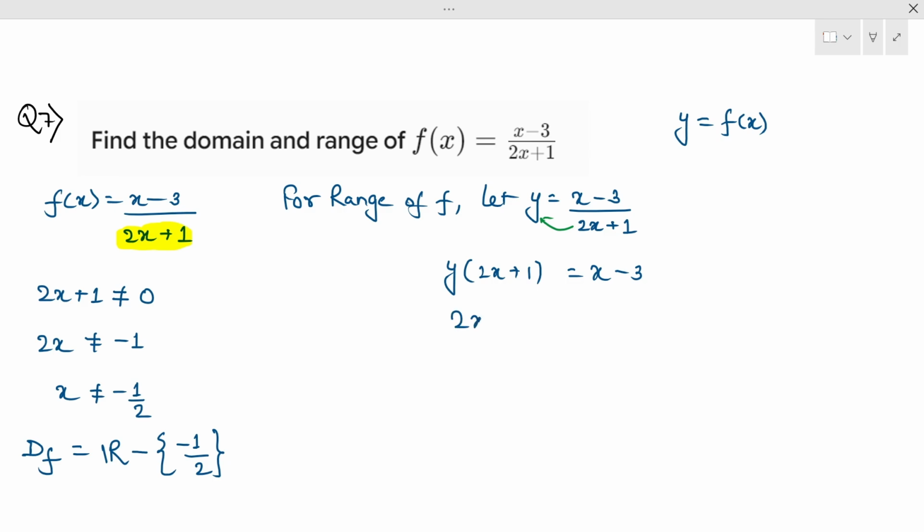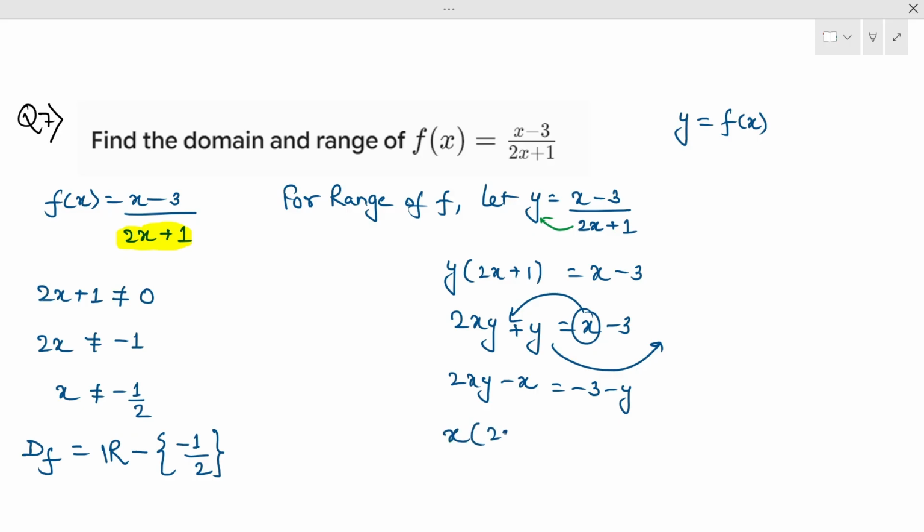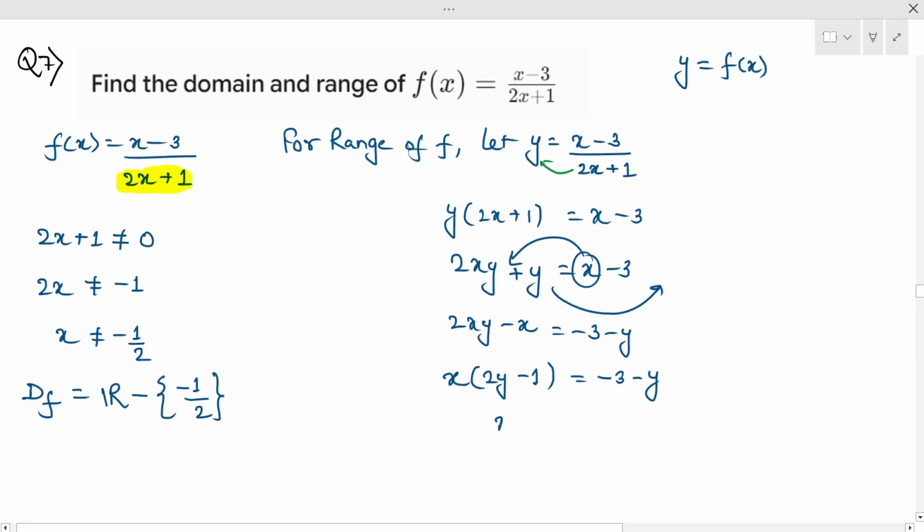So this will be 2xy plus y equals x minus 3. You transpose x from the RHS, so that will be negative x, and if I transpose the y, that will be negative y. X is common here, take x common, so this is 2y minus 1. So this will be 2y minus 1, which equals negative 3 negative y. So x will be negative 3 negative y upon 2y minus 1.